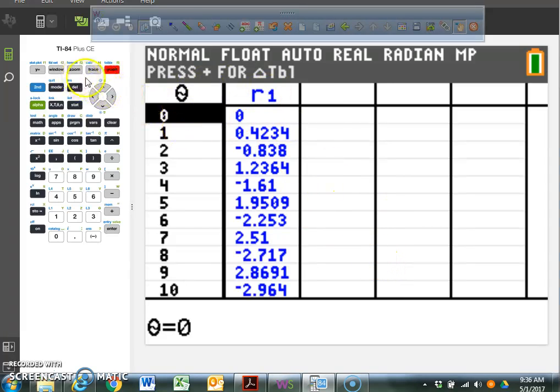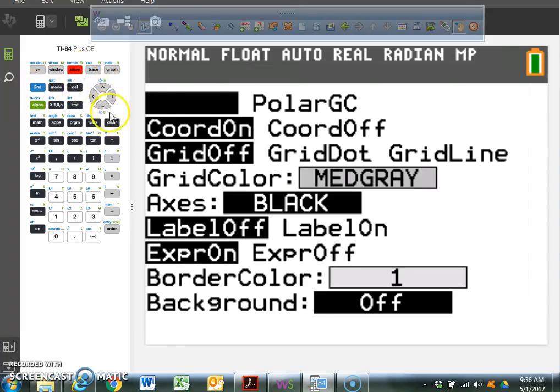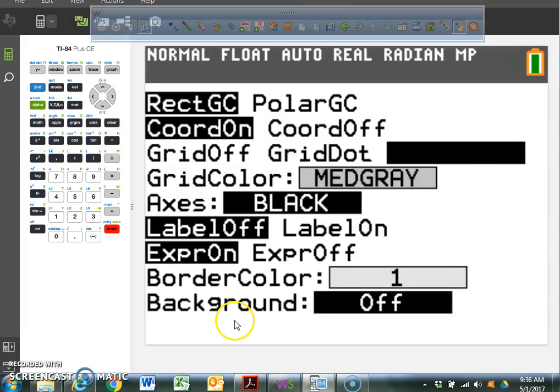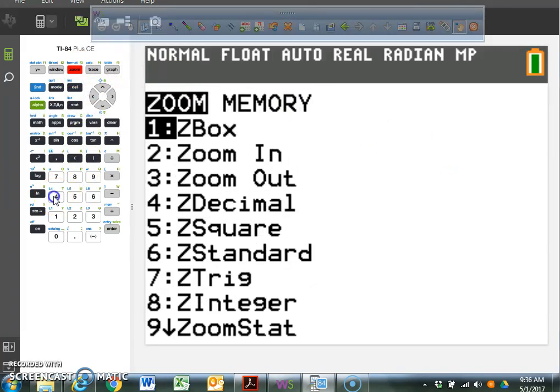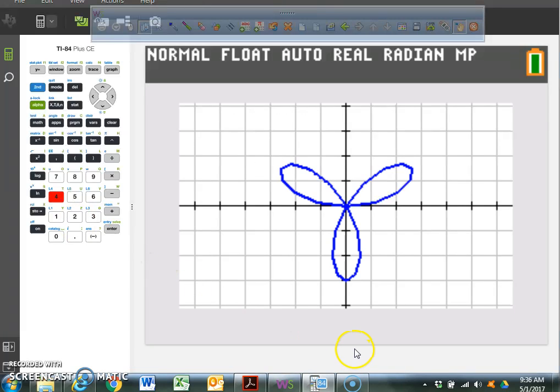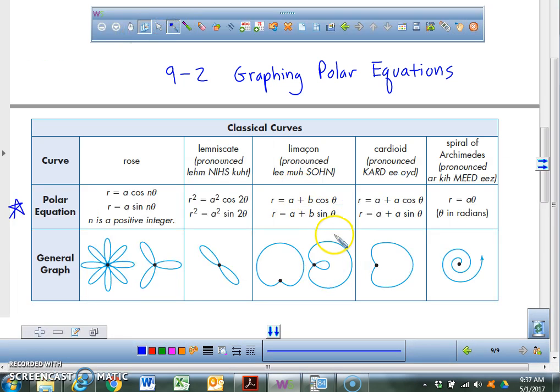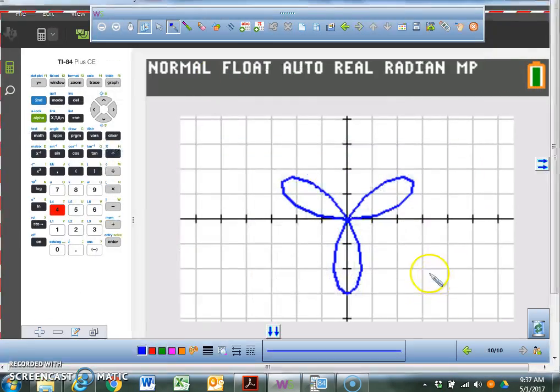But before we do that, we need to change the way things appear. Right now, hit 2nd zoom. I'd like you to turn your grid lines on. And the next thing after you turn your grid lines on is to hit 2nd zoom to get to the home screen. Then I want you to hit zoom and number 4. If you hit zoom 4, you can see your rose the way it's graphed. Now, I want you to take a screenshot of this. Real quick, take a screenshot.